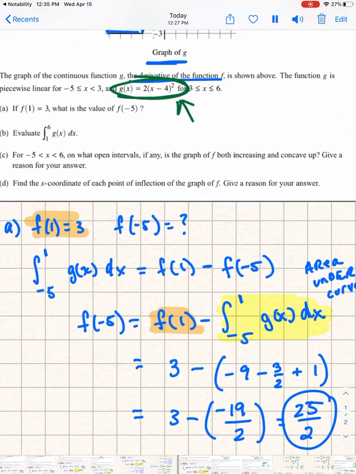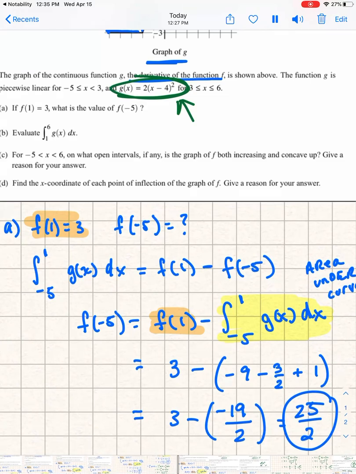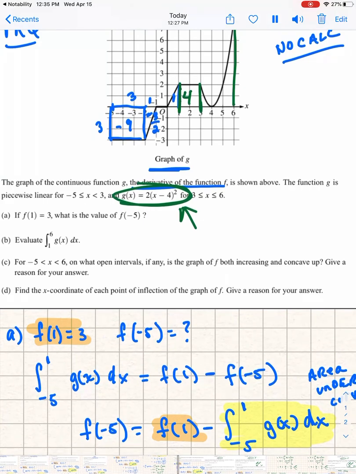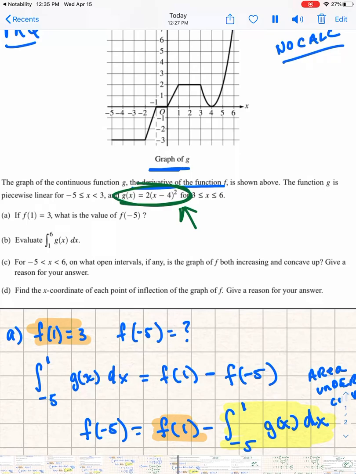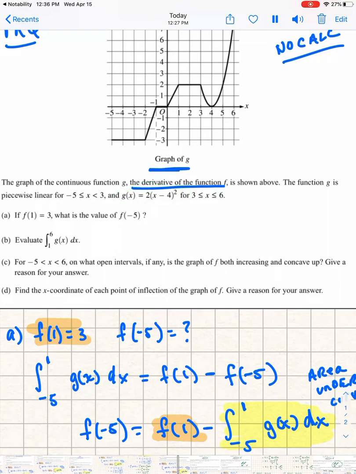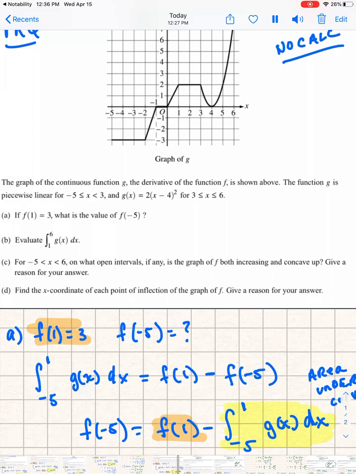Okay, the next part we have, from negative 5 to 6, so the whole graph. And what I'll do is let's erase what I have here. We don't need this. I mean, we may, but right now we don't. Okay, so on the open interval, if any, is the graph of f. So again, thinking about what the function f is, we have the derivative of f, which is here.